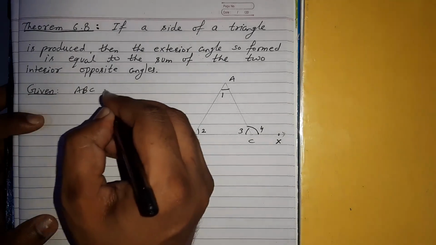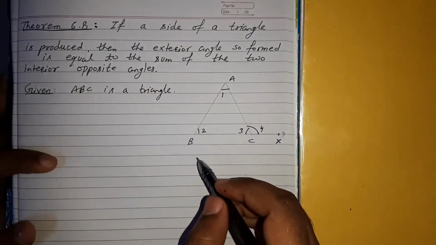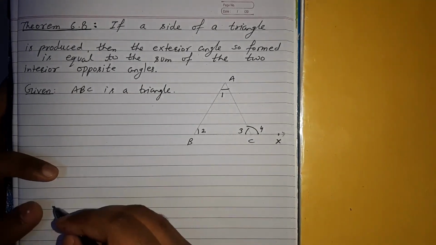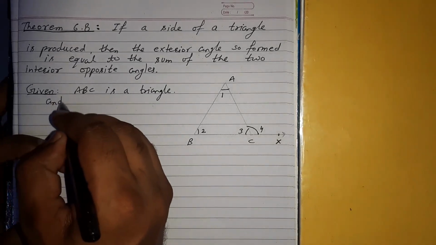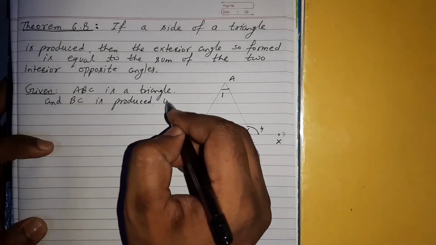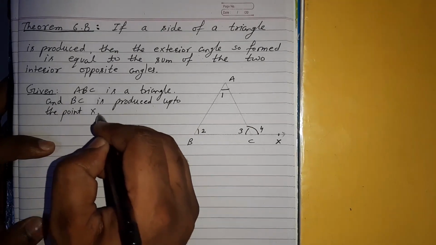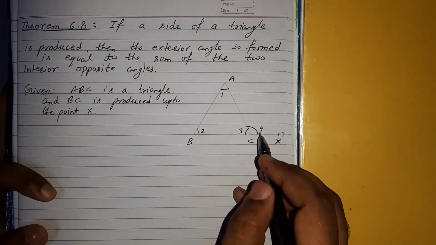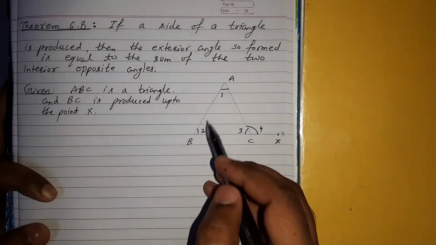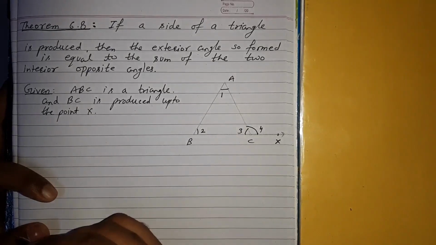ABC is a triangle, and the side BC of this triangle is produced up to the point X. We need to prove that angle 4, the exterior angle, is equal to the sum of the two opposite interior angles, which means angle 4 is equal to angle 1 plus angle 2.